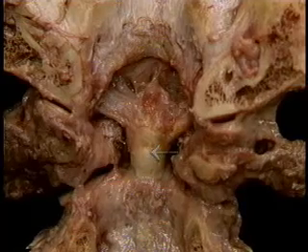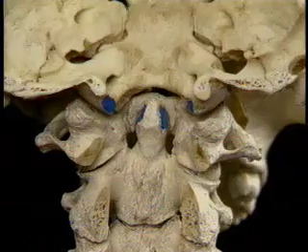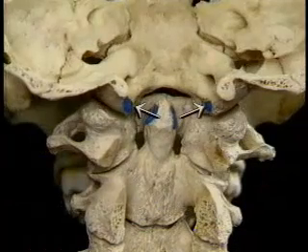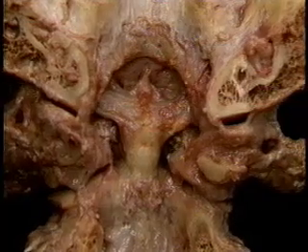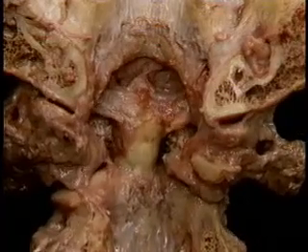Here's the odontoid process. Here are the massive alar ligaments. They pass from here on the odontoid process to here on the inside of the occipital condyles. The alar ligaments limit rotation of the head, especially in lateral flexion.